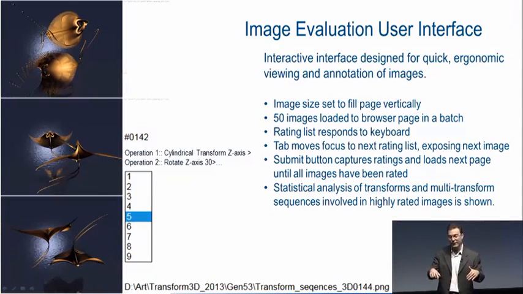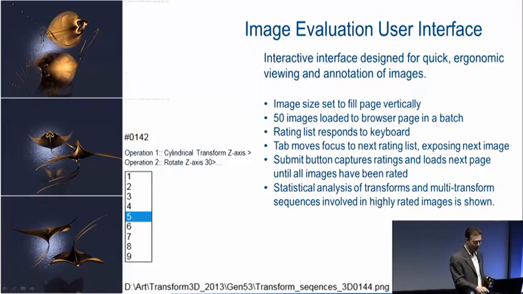And when you get all done rating all the images in the generation, then the system goes back and gives you some statistical analysis of what the ratings for this particular generation were. How did different lengths of sequence affect what you thought of the images? How many 1s, 2s, 3s, 4s, etc. did you give? And which were the actual geometric transformations that were associated with the highest rated images, that sort of thing. So that's kind of interesting.